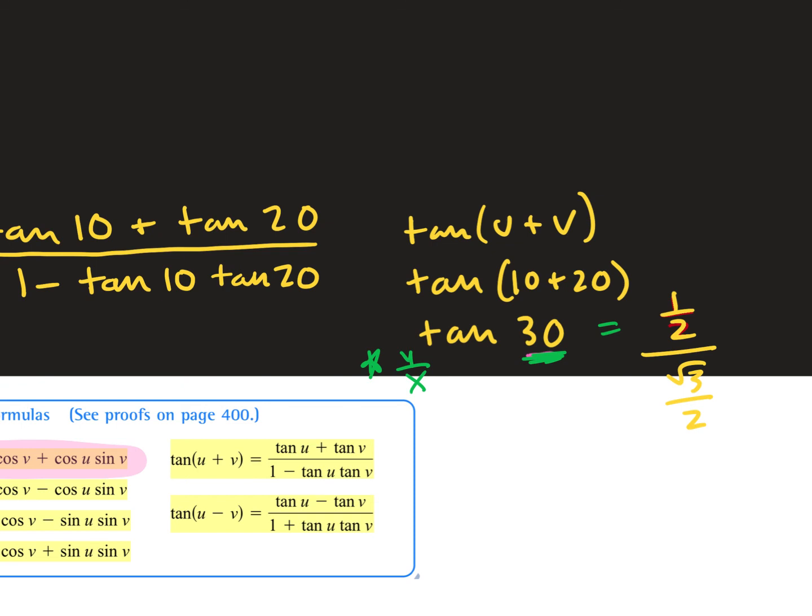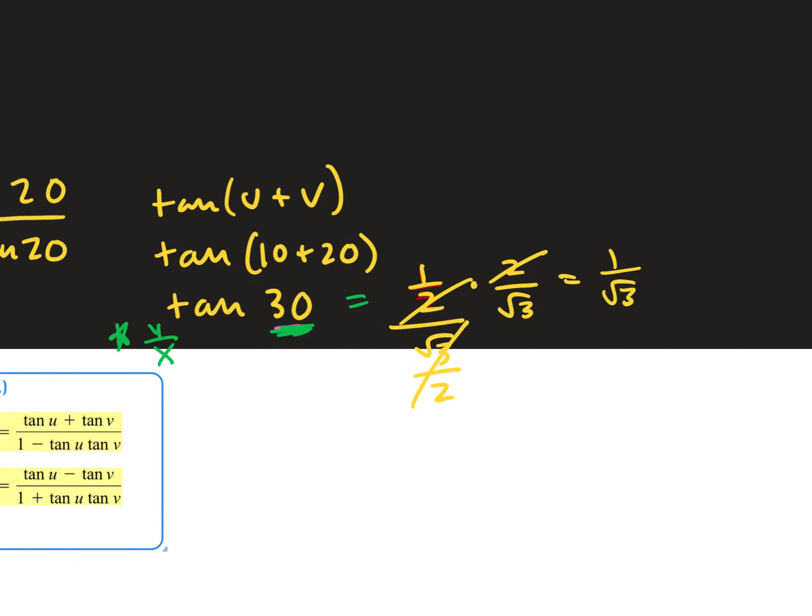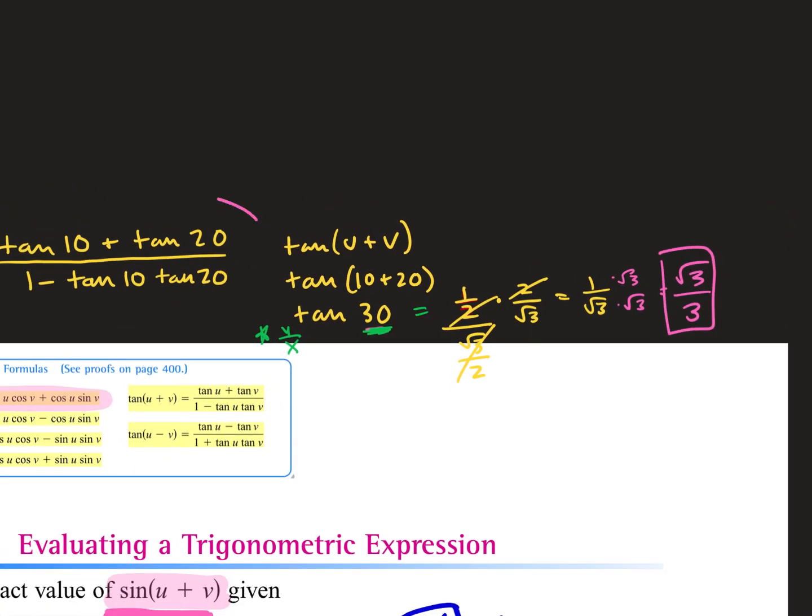What do I do to evaluate this? Keep, change, flip. So keep the top, change to multiplication, flip the bottom to 2 over square root 3. The 2's will cancel, so I have 1 over square root 3. And I can't leave my answer with a square root on the bottom, so I have to rationalize. Multiply the top and the bottom by square root 3. So this would be square root 3 over 3. So if it gave me this question, my answer would be this.